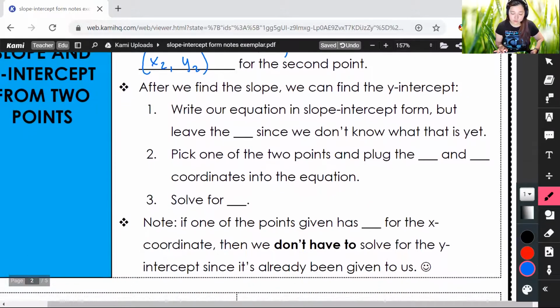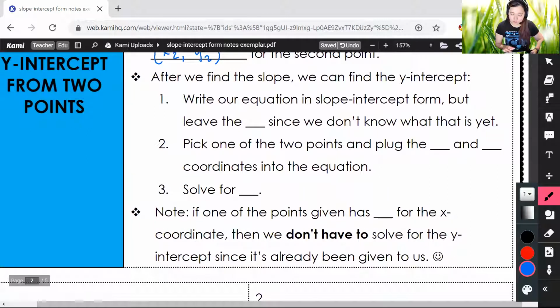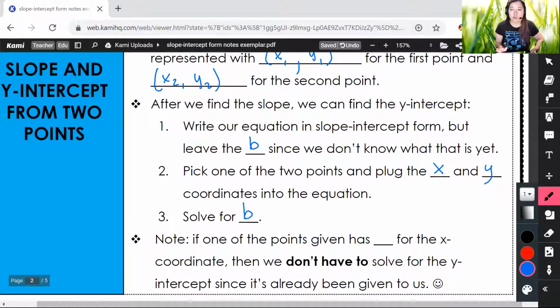So after we find the slope, we can find the y-intercept. So write our equation in slope-intercept form, but leave the b since we don't know what that is yet. Then you'll pick one of the 2 points and plug the x and y coordinates into the equation, and then solve for b. So these are for problems where they don't give us a graph. They're just going to give us 2 points and say, okay, what is the equation for the line that passes through these 2 points or something like that.